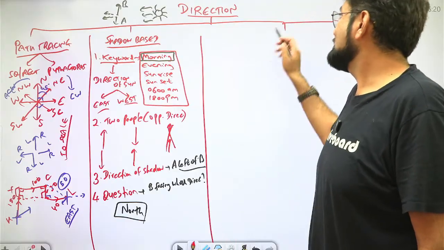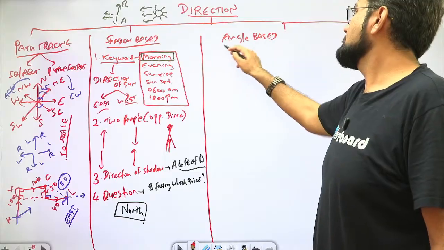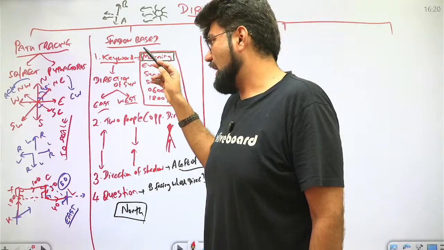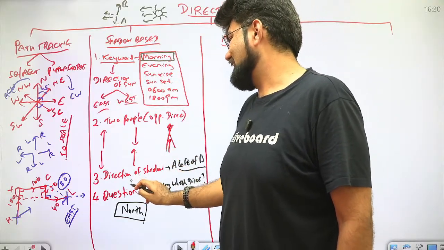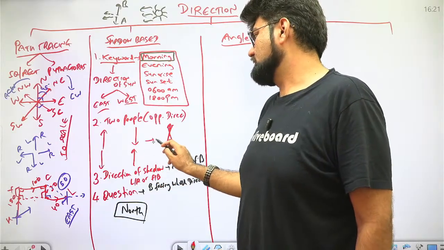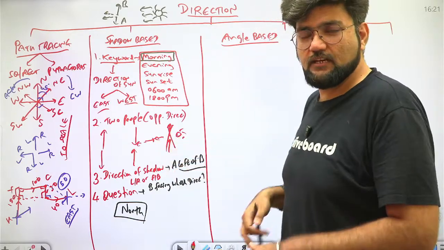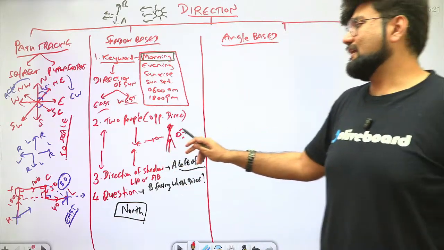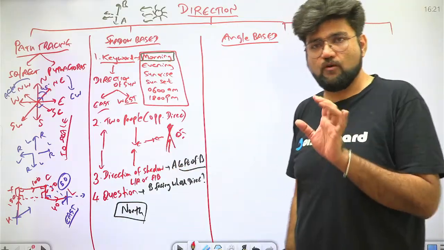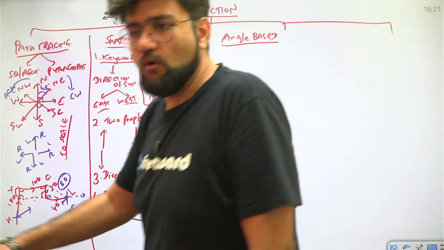Next is angle based. Remember, in shadow based, the direction of shadow can be left, right, or front, back also. Why? Because I can also place my people like this. In that case, if the sun is here, their shadows will form like this. For one person, it will be in the front. For the other person, it will be at the back. But it is very rare. It has never been asked in an SSC exam. Once it has been asked in a railway based exam. But you need to know that this is also possible. It's not always north and south. Okay. Now we look at the angle based question.